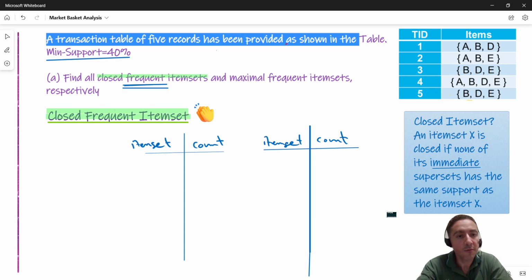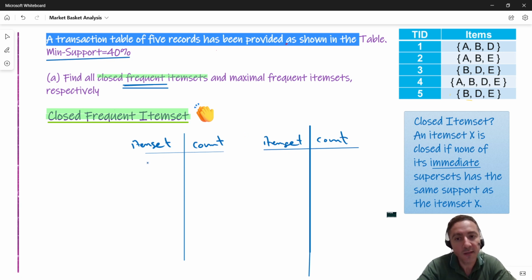Now in order to find closed item set, I'm going to ignore minimum support. I don't care about this because closed item set has no mentioning of frequent. So we don't care so far. This is later. When I come to closed frequent item set, I'm going to look into minimum support threshold. Okay, so now let me find closed item set.